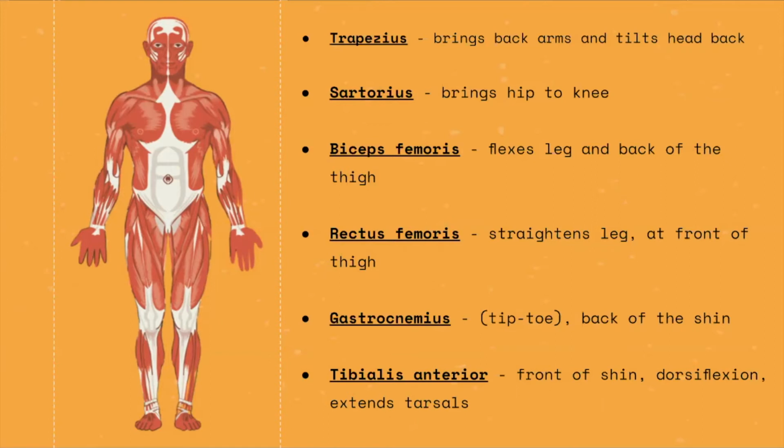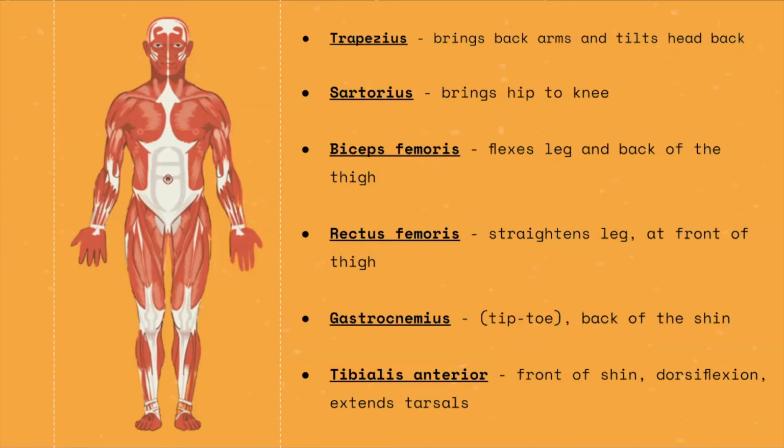Okay, we have the biceps femoris. So when I say femoris, what does that remind you of? We talked about it. Femur. Yes, femur. Oh, sorry, I mixed those two up. Biceps femoris is at the back of the thigh, and rectus femoris is at the front of your thigh, above your femur. It flexes your leg. And the rectus femoris straightens your leg.